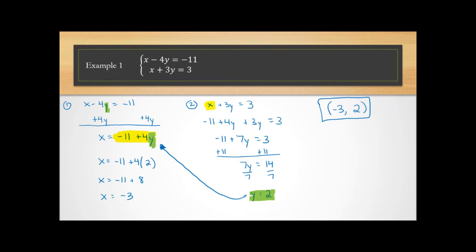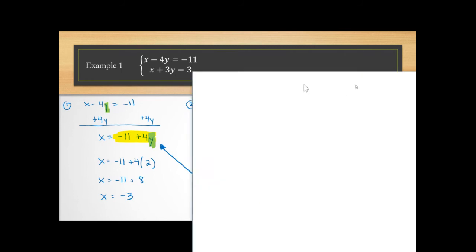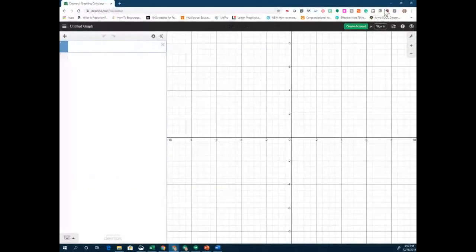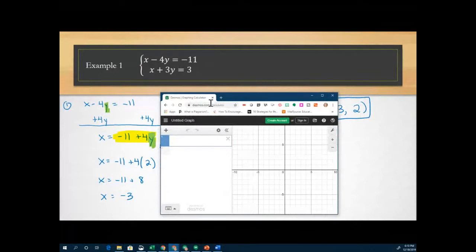Now because we got whole numbers here, we got integers, we didn't get any fractions, this is a great system to solve by graphing and to verify by graphing. So I'm going to bring up Desmos. I don't want to cover up the actual problem. There we go. And so in order to graph the system in Desmos, you're going to graph each equation separately. So I have x minus 4y equals negative 11, and then x plus 3y equals 3.